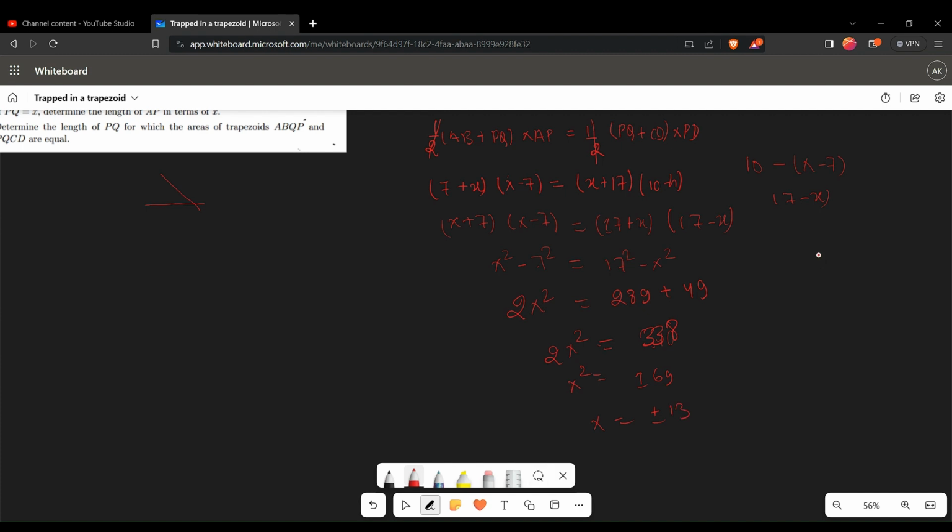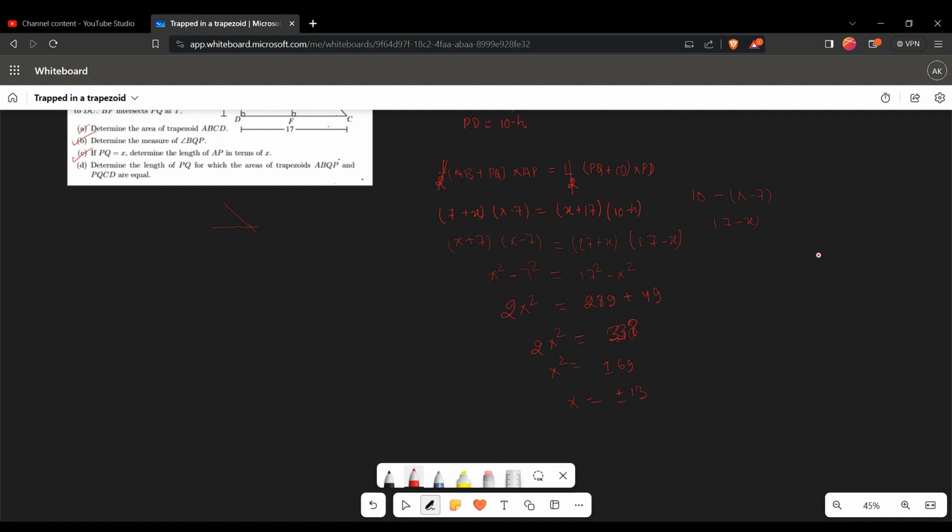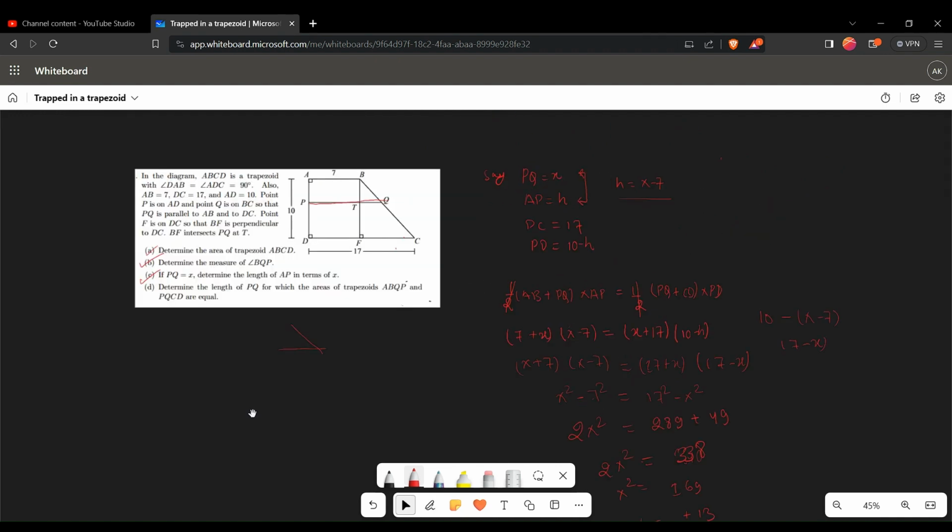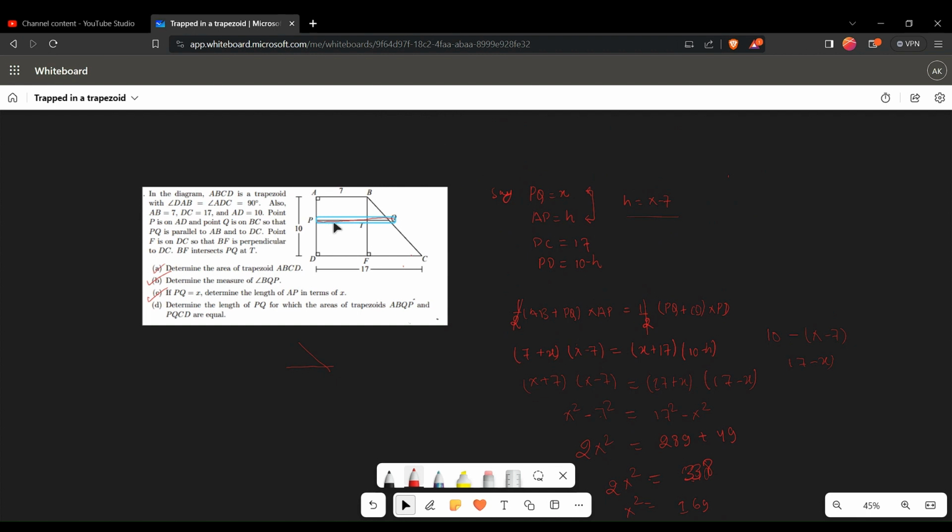Since we have assumed PQ as x, which is a side, x cannot be negative. So our value will be x equal to 13 accepted and minus 13 will be rejected. So that's the answer of this question.